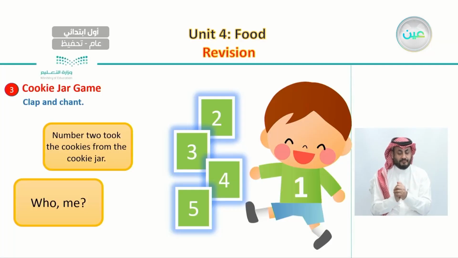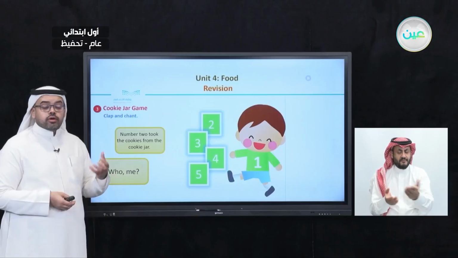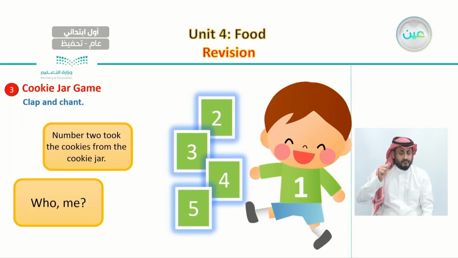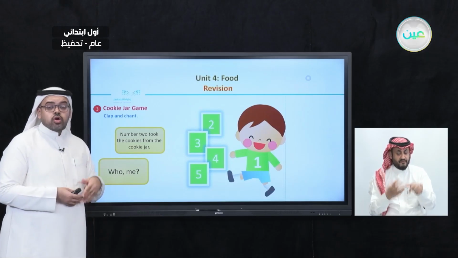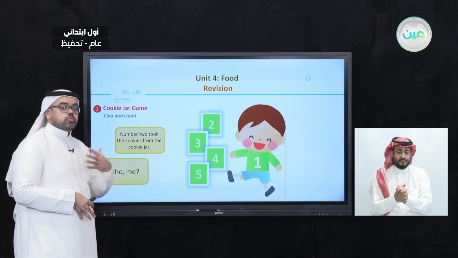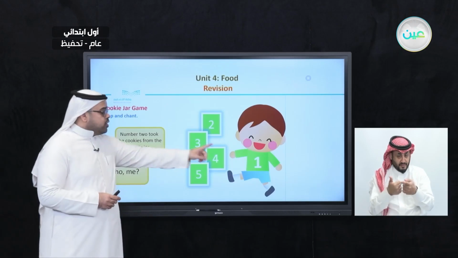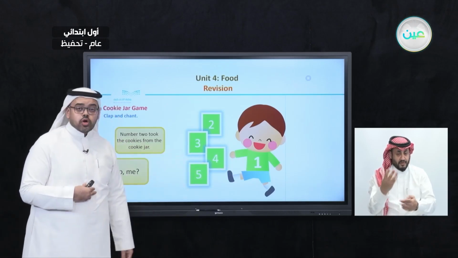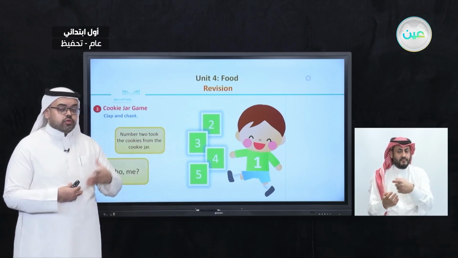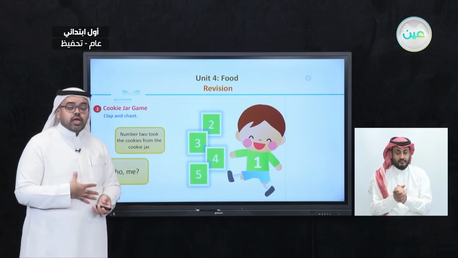So after this, we introduced ourselves to a game that we called the cookie jar game. How we play this is that we're going to clap and chant, and we're going to have 5 different people. Maybe you can choose your classmates or your family members or even a friend of yours. And what you need to do is put a number on each of them. So here, for example, this boy has number 1 on his shirt. So you can think of 4 other people and put a number on them.